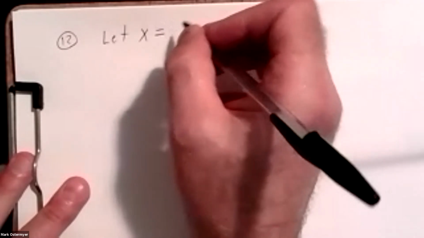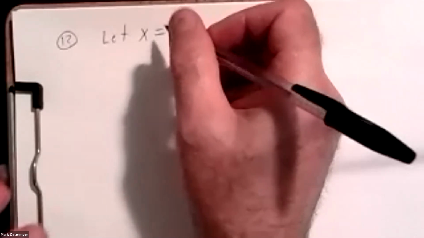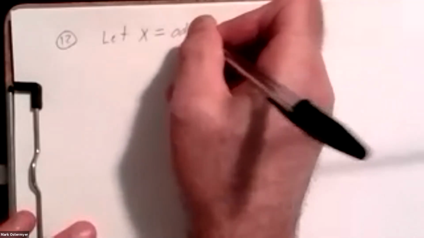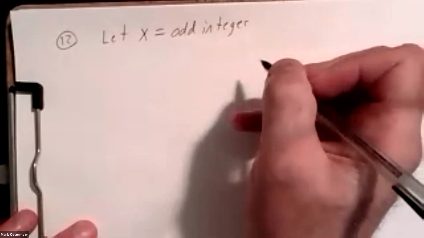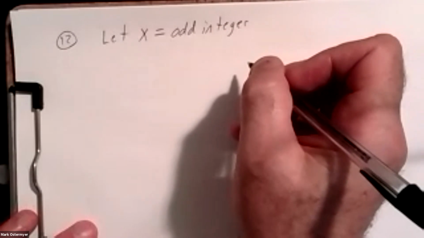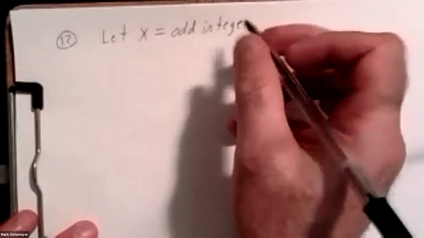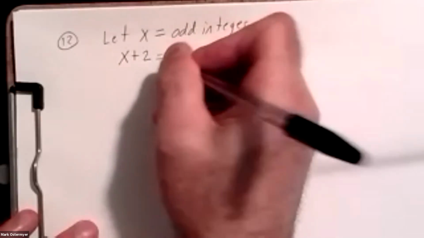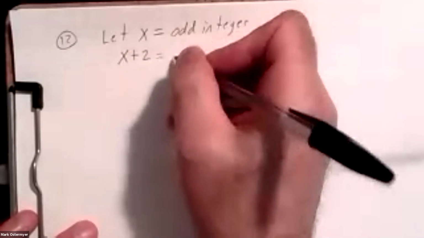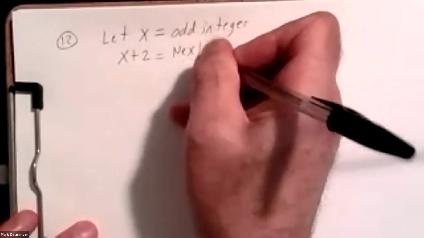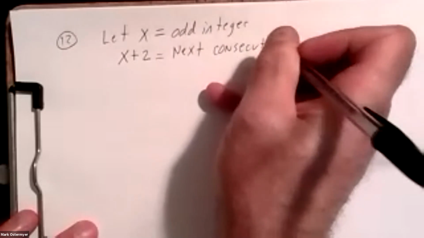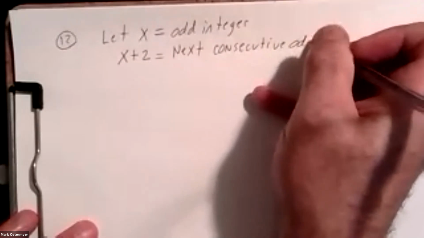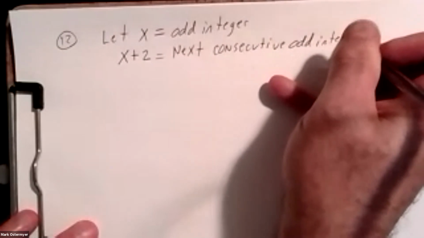Just an odd integer. Just call it an odd integer. x is an odd integer. Well, ladies and gentlemen, how do we move from one odd integer to the next one? What do we have to add to it? 2. So x plus 2, therefore, is a variable expression that represents the next what? Consecutive odd integer. This must be the next consecutive odd integer.